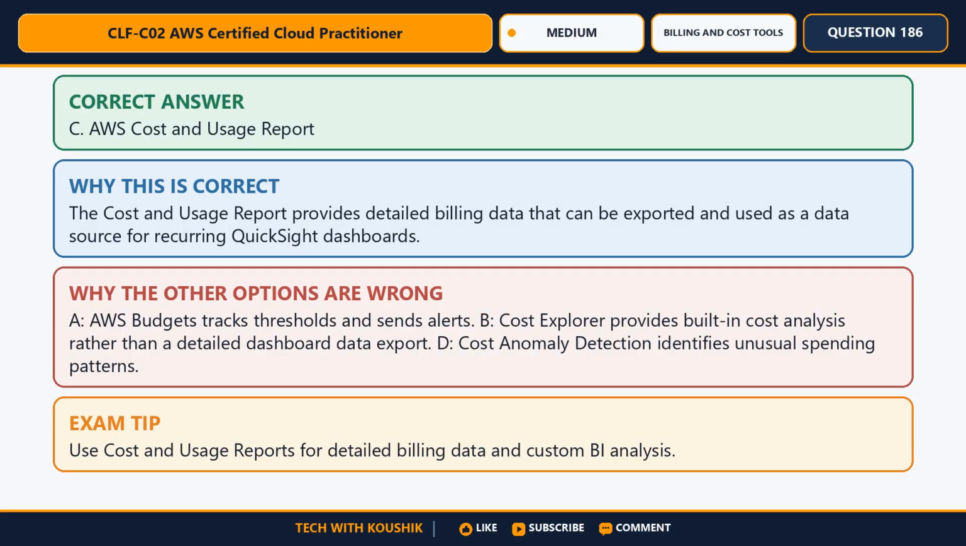The correct answer is C. AWS Cost and Usage Report. Here is why. The Cost and Usage Report provides detailed billing data that can be exported and used as a data source for recurring QuickSight dashboards.